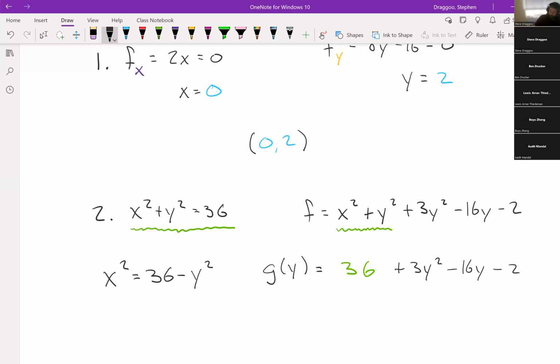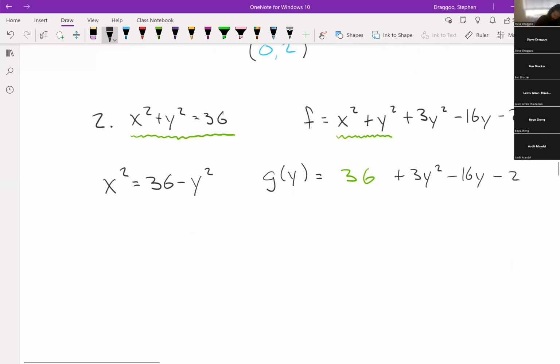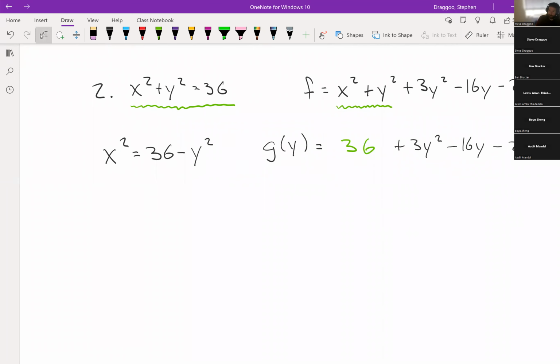So we have our boundary equation from whichever way we wanted to get there. And now we need to find critical points on this boundary. So g prime of y is going to be the derivative of this, which should be 6y minus 16. And I want that equal to 0. So from there, solve for y. I'm going to get 8/3.